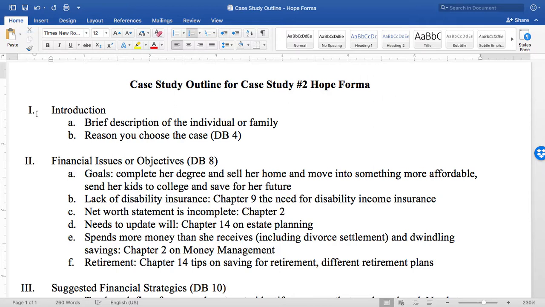So in the first part, this is my introduction. So it's a brief description of the individual, in this case, Forma, and her family, and the reasons that I chose to do this case, which we shared in discussion board 4. So you can always go back to your discussion boards to see what you wrote. This introduction should only be about a paragraph long, 2 at most if you want to get into more detail about the family, but 1 paragraph is enough.